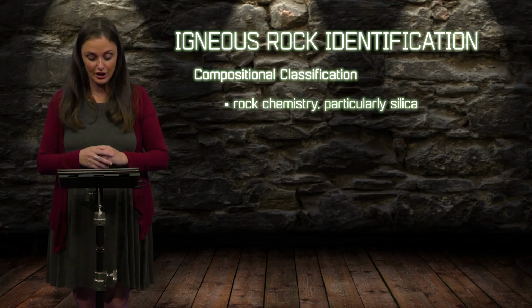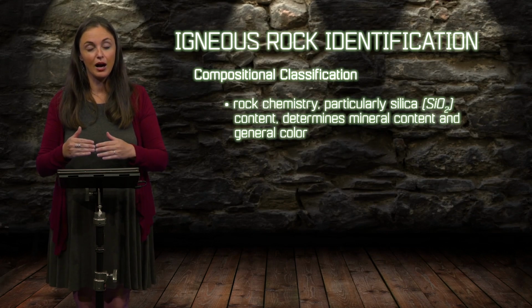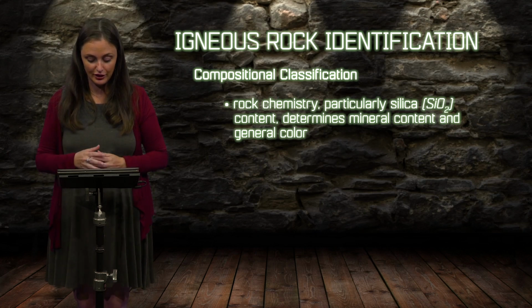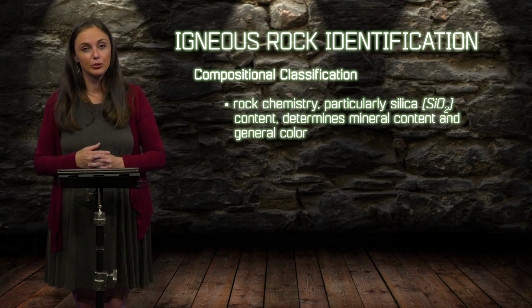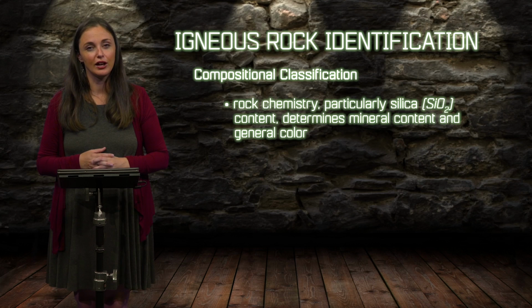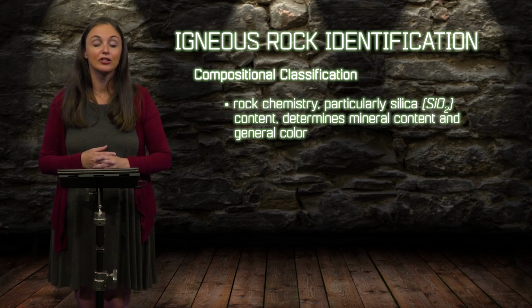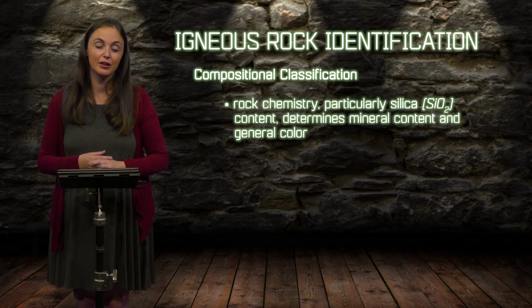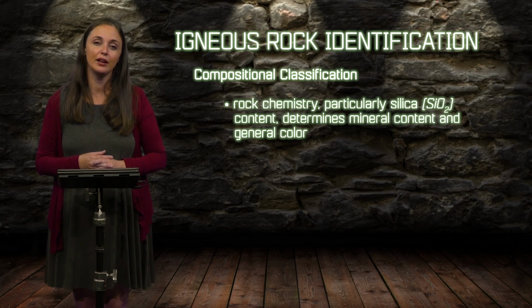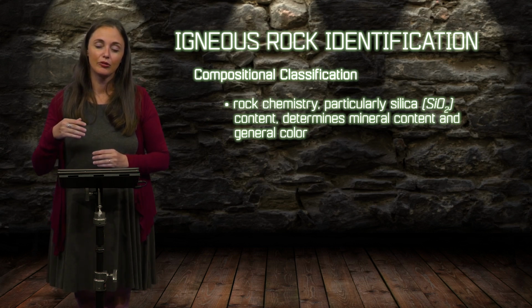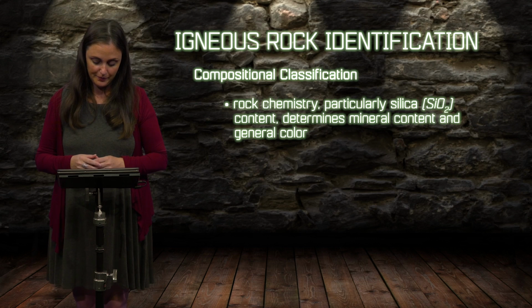So the rock chemistry is going to be the thing that differentiates all of these different compositional classifications in igneous rocks. And the most important part of this compositional classification is going to be the amount of silica that's present. That's going to be the thing that really defines the difference between a mafic rock and a felsic igneous rock.